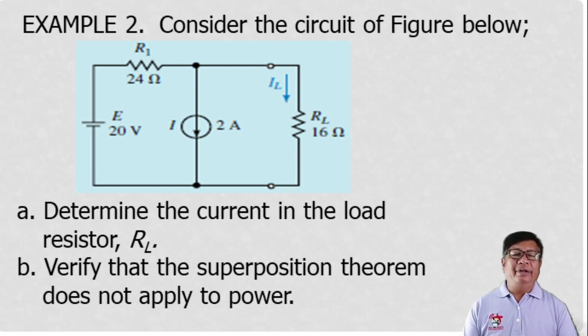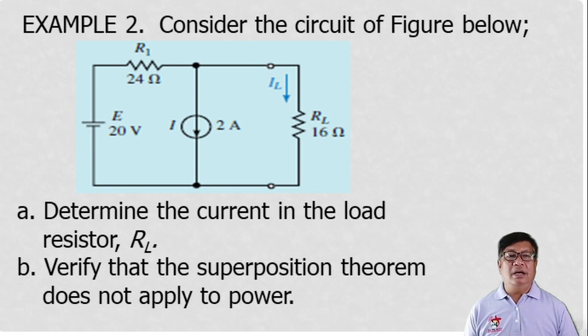Let's consider this example number 2. We have this circuit diagram here. As you can see, we have two sources, a voltage source and a current source. Our voltage source is 20 volts and our current source is 2 amperes. We have a load resistance of 16 ohms, and a resistance of 24 ohms. The problem is to determine the current in the load resistance, I sub L, and verify that the superposition theorem does not apply to power.